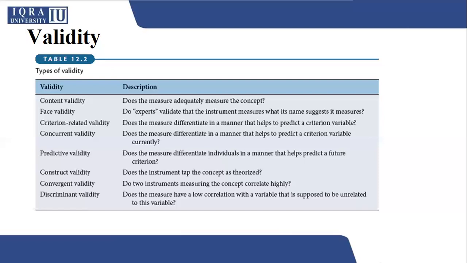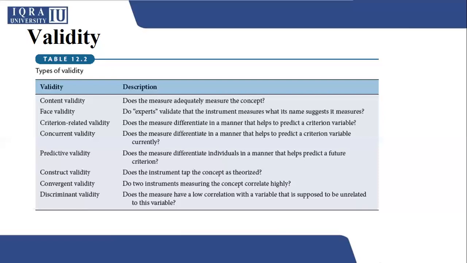Now, what is predictive validity? Predictive validity indicates the ability of a measuring instrument to differentiate among individuals as to a future criterion. For example, if an aptitude or ability test administered to employees at the time of recruitment is expected to differentiate individuals on their future job performance, then those who score low on the test should be poor performers and those who score high should be good performers.